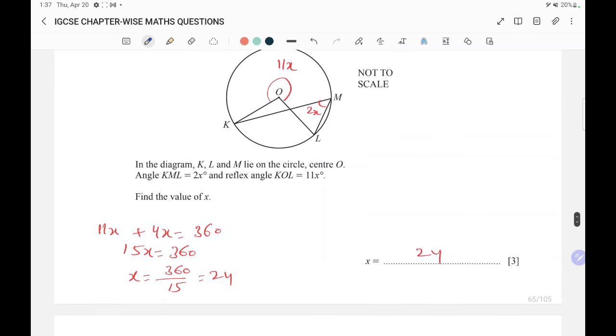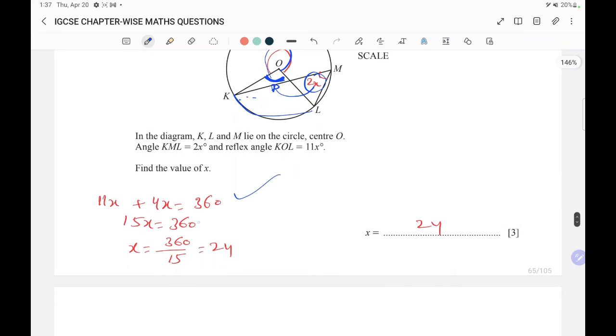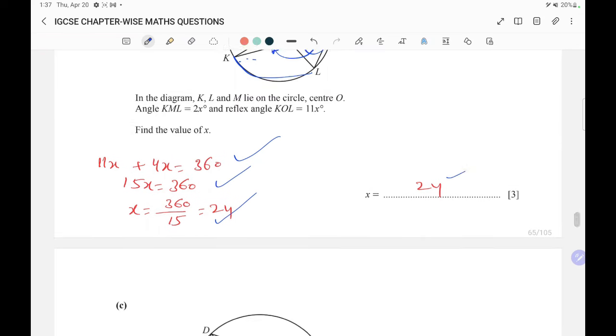Now come to the next question that says here, again, this angle is KML. This is KML, this is 2x, and reflex angle is 11x. Find the value of x. So we know that this arc length makes angle here, right here, is double of this 2x, right? So this is 2x, then it should be 4x. Now 4x plus 11x, that is 360. 15x is 360, x is 24. So it was a simple question.